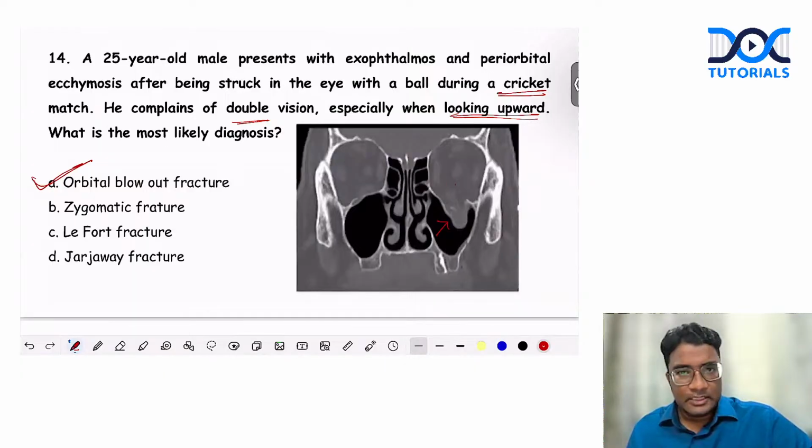And the best X-ray view is Waters view, right? Because the contents are hanging into the maxillary sinus, the best X-ray view for orbital floor fractures or blowout fractures is Waters view.